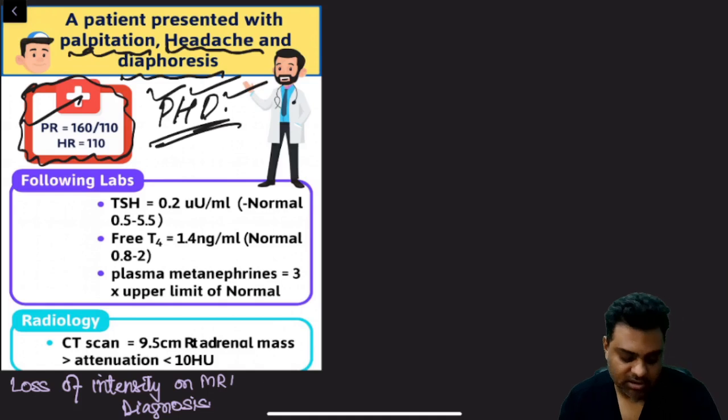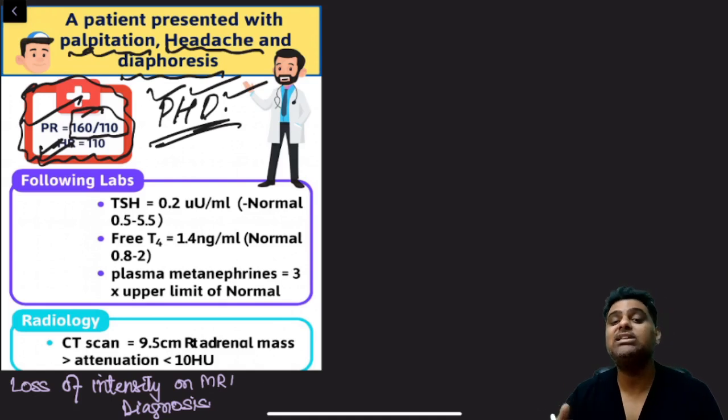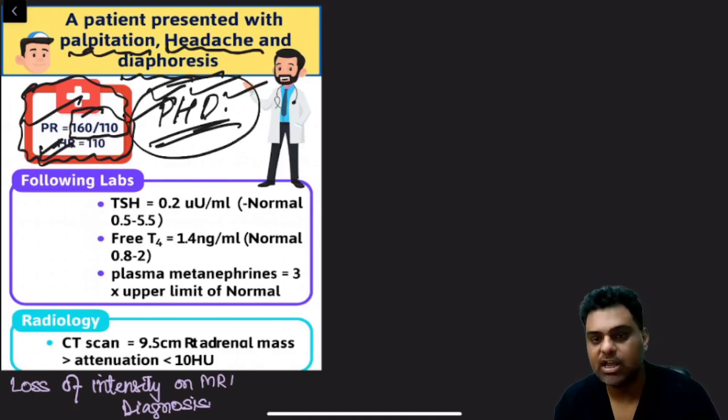Blood pressure is 160 by 110 and heart rate is 110. That is, there is increased heart rate and increased pressure. Now you are confirmed that this is the diagnosis of pheochromocytoma, but it is not so, because you have to look at other situations, because there are a lot of situations which can mimic this. So yes, the triad of pheochromocytoma is P, palpitation, H, headache, and D, diaphoresis, that is sweating. On the physical findings, you will find sinus tachycardia, that is heart rate is increased, and increased blood pressure.